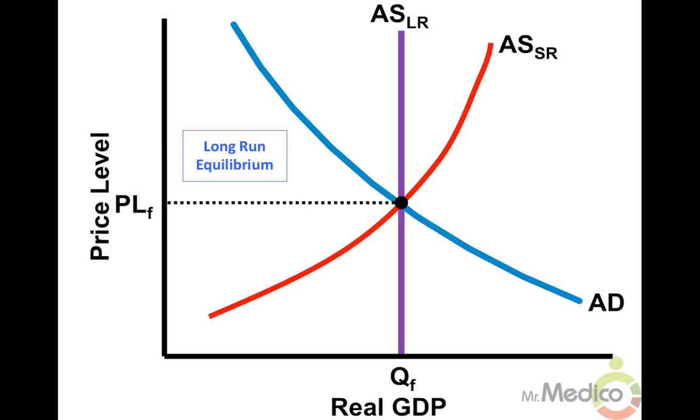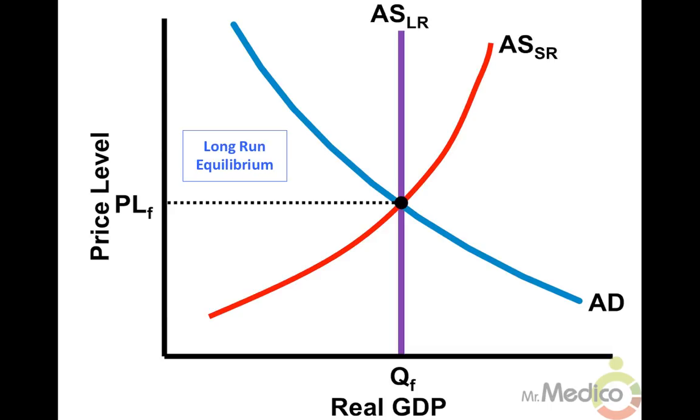So here we have a fully employed economy. This is an economy that's like at the peak of the business cycle, where short-run AS intersects the aggregate demand curve and the long-run aggregate supply curve. Remember that Q sub F represents full employment.